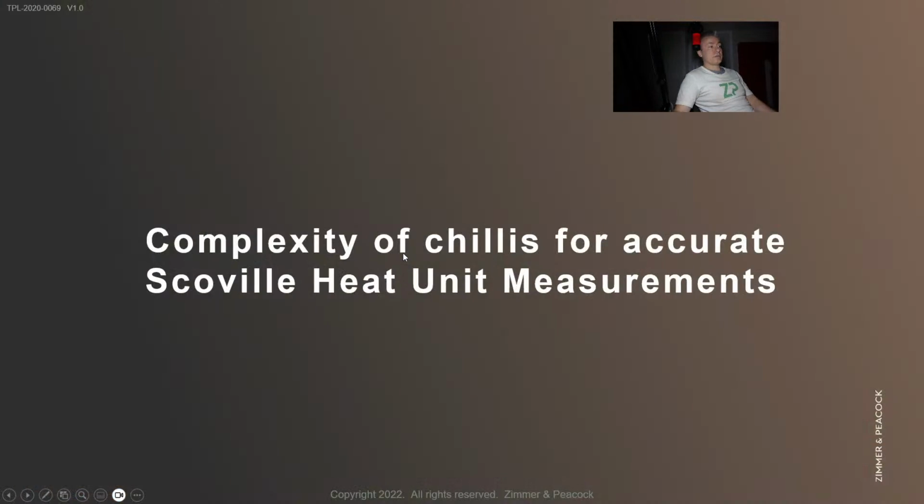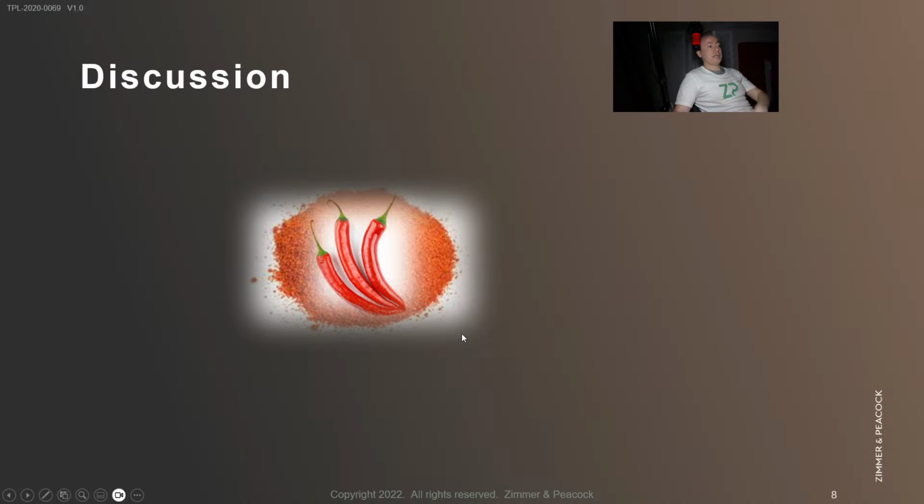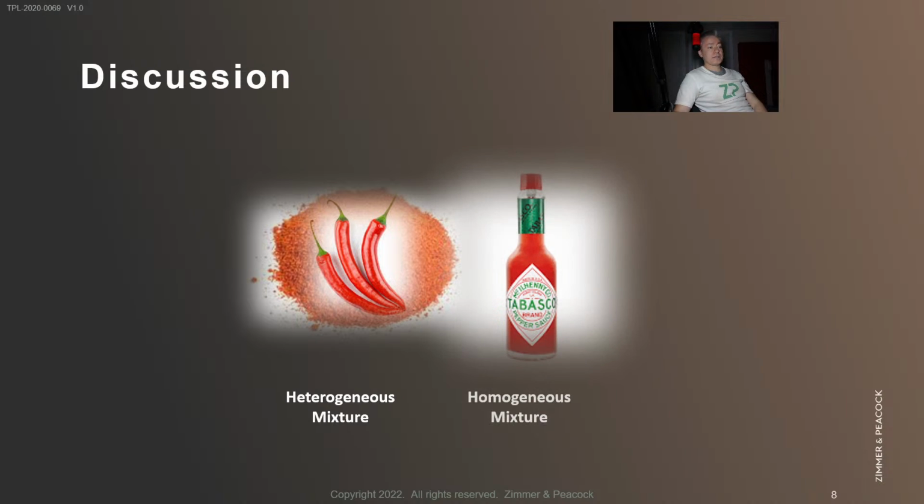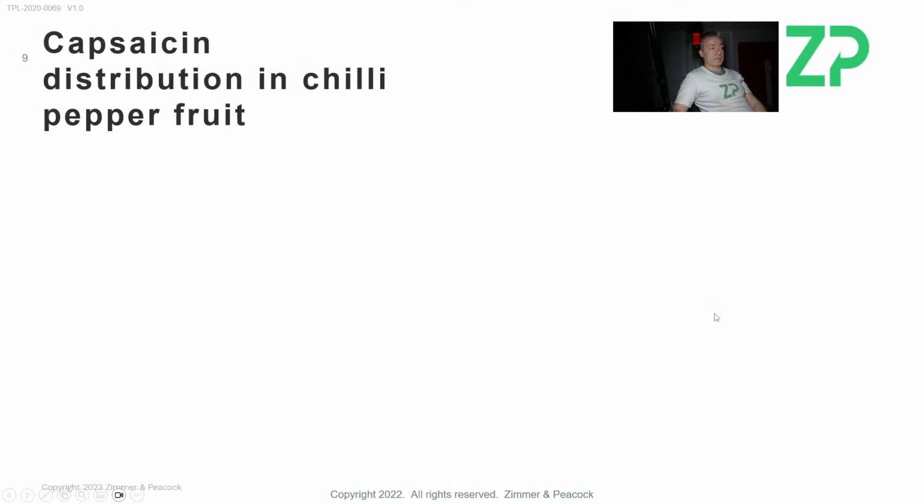Question number one is really about the complexity of chilies and how this can impact analysis of chilies when you're using them. So a chili and a chili powder are very heterogeneous mixtures. Heterogeneous mixtures mean that it's not the same throughout. Whereas on the other part of the scale you've got Tabasco sauce, that's much more of a homogeneous mixture. If you ever got any Tabasco sauce and ran it along a thin line, it does have bits in it, but it's in no way as complex as an actual chili itself.